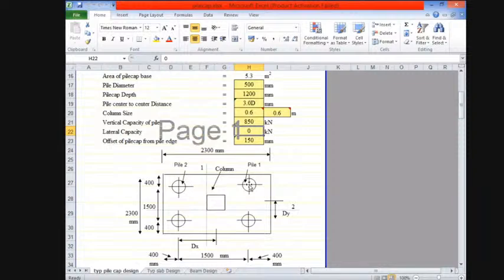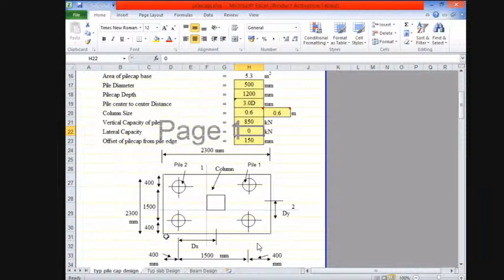If it is a friction pile, then the minimum spacing between the two piles is 3D. So this detail also you should know. And another one is the pile to pile cap spacing that the code specifies.